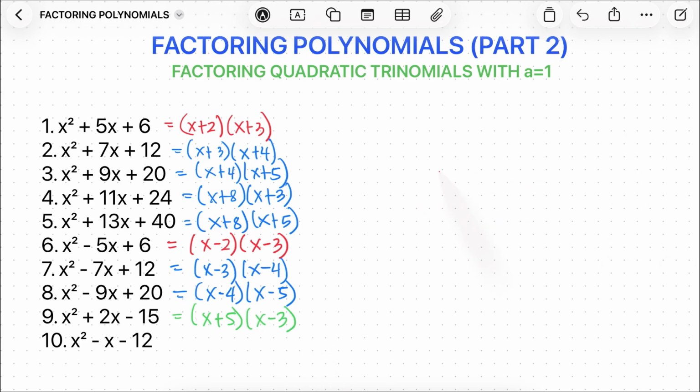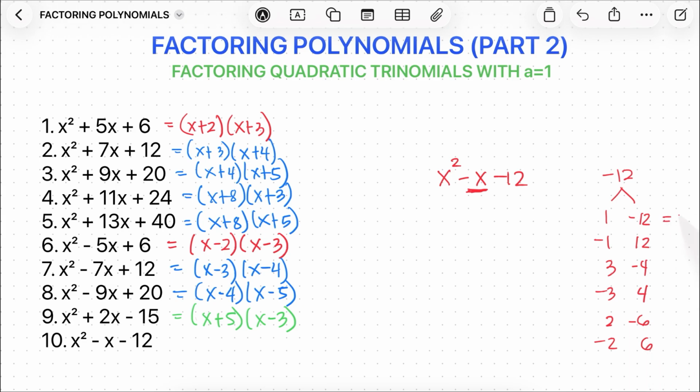For our last example, we have x squared minus x minus 12. We're going to take a look at the factors of negative 12 that if we add is negative 1. Remember, if there is no numerical coefficient visible, it's understood to be 1. So this is 1 times negative 12, negative 1 times 12. 3 times negative 4, negative 3 times 4, 2 times negative 6, and negative 2 times 6.